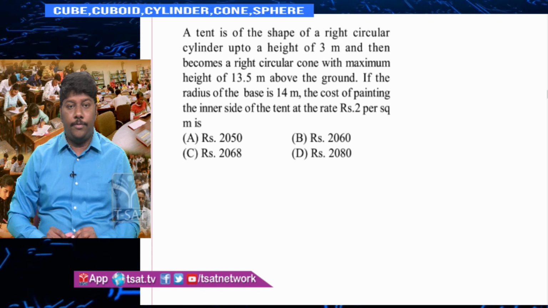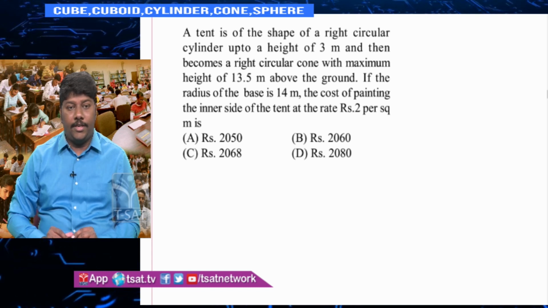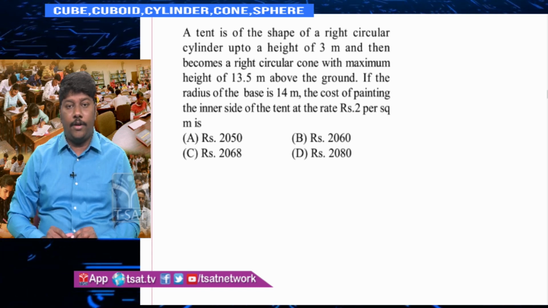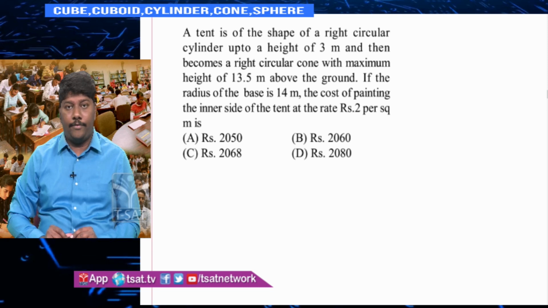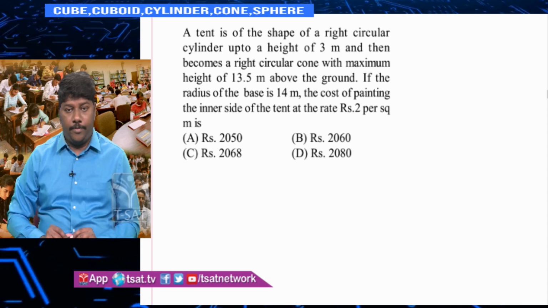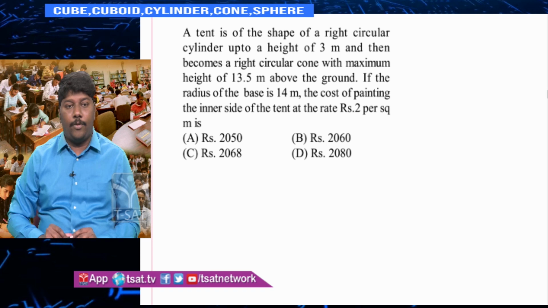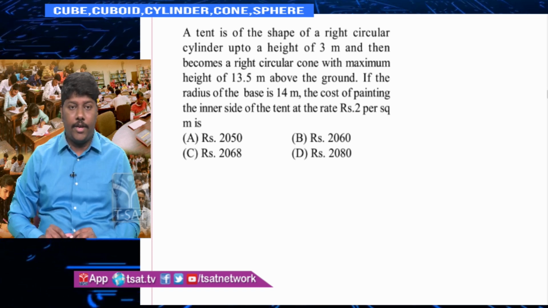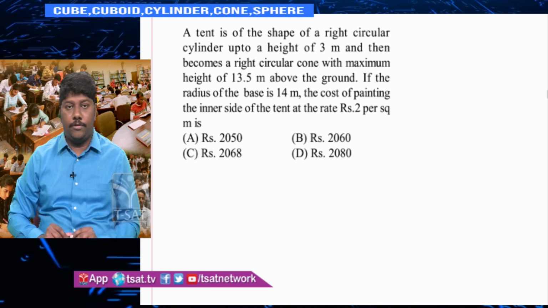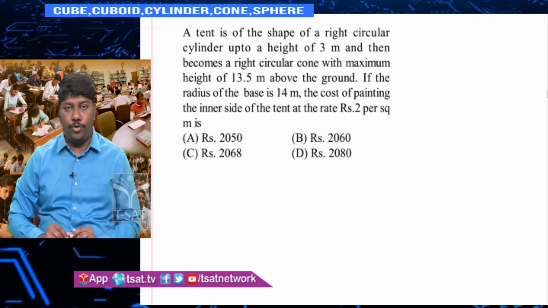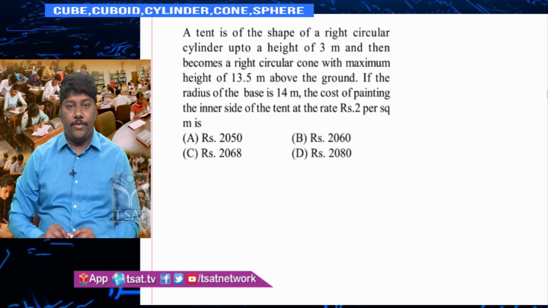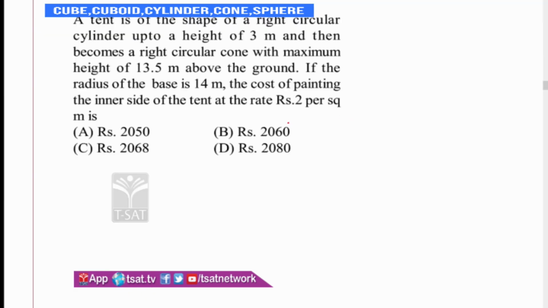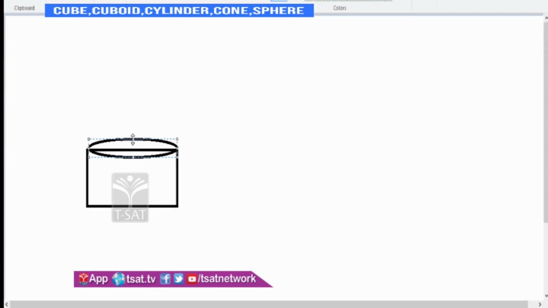So he is asking you the cost of painting the inner side of the tent at the rate of 2 per square meter. So you have to paint inside and the cost is 2 rupees per 1 square meter. First you need to find out how many square meters it takes. The inside means the inner surface area; you just find it out and multiply it with 2 rupees. So the tent is of the shape of a right circular cylinder up to a height of 3. After this it becomes a cone.